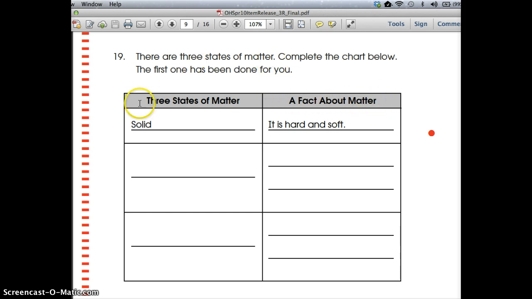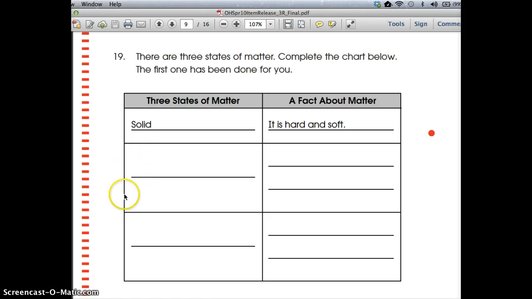So here's what they told you. Solids, and a fact about solids. It is hard and soft. Okay, your job is to find the other 2 states of matter. And your teacher has already scored this for you, so take a look right now at how many points you got. And you can probably see why.